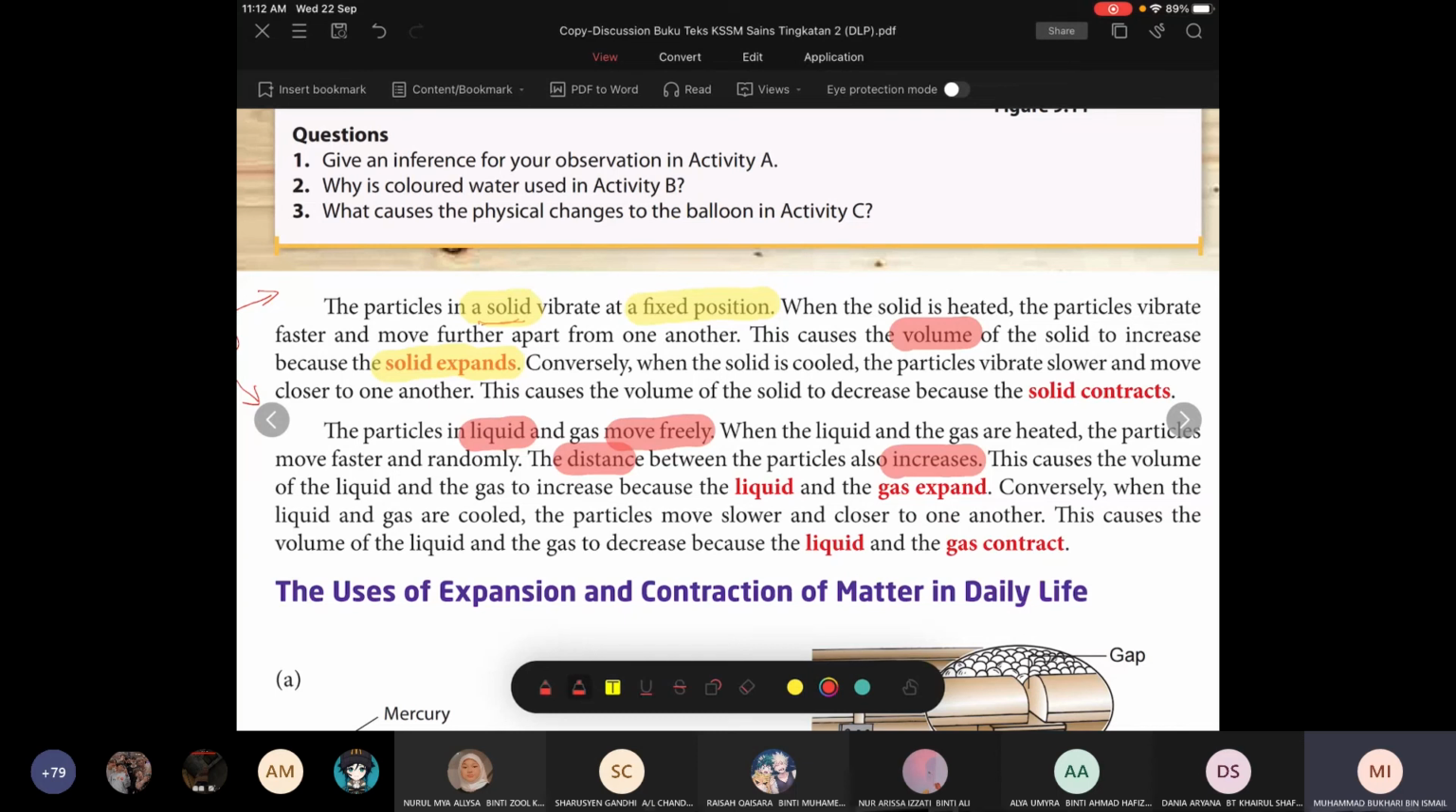Okay, I think you have no problem. You can read the rest of it. It goes the same for the gas. For gas also, it is not at a fixed position. It moves freely, but the distance is further than in liquid.